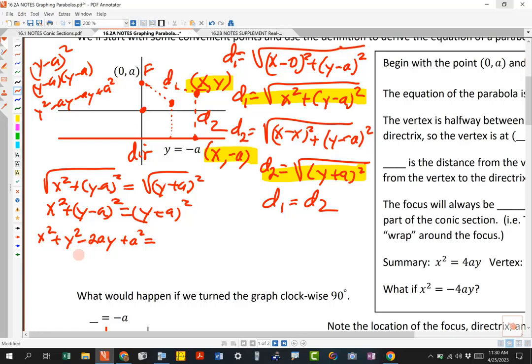On the upper one, y plus a squared would be y plus a times y plus a. It's the same thing. We repeat it; it gets multiplied by itself. This one's going to be exactly the same thing, but everything's going to be a plus. So notice what happens on this side. This is going to be y squared, this is going to be 2ay, and then this is going to be plus a squared.